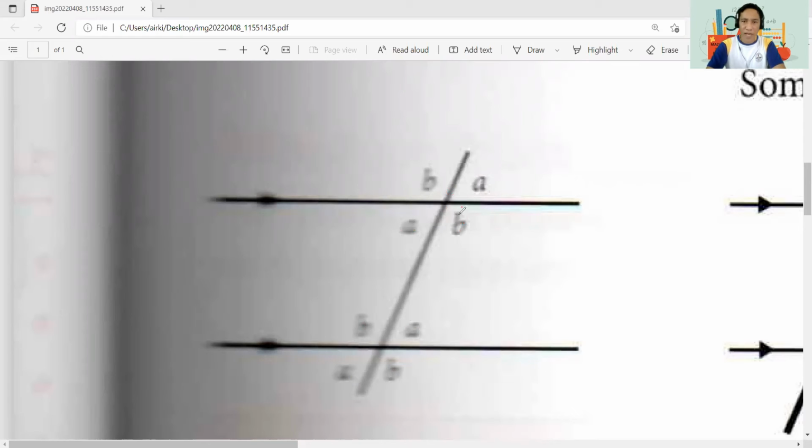All right, now another one. As you can see here, angle B here and angle B here are also equal. So they are called corresponding angles. Angle B here and angle B here are equal because they are corresponding angles. The same here: angle A and angle A here are also equal. Again, the reason is they are corresponding angles.